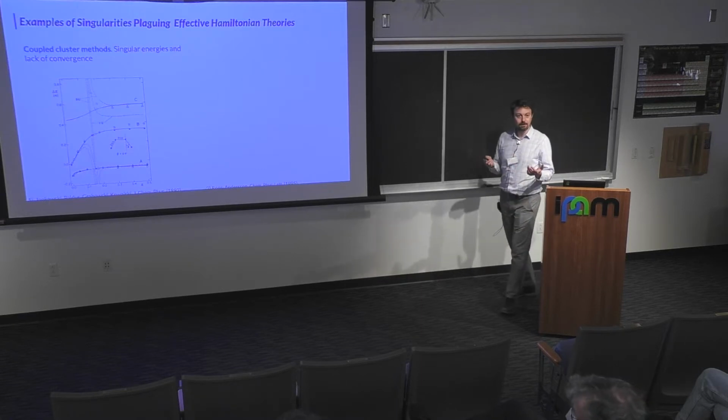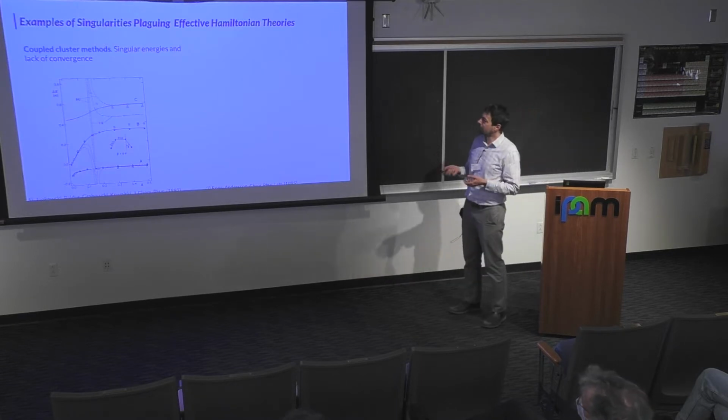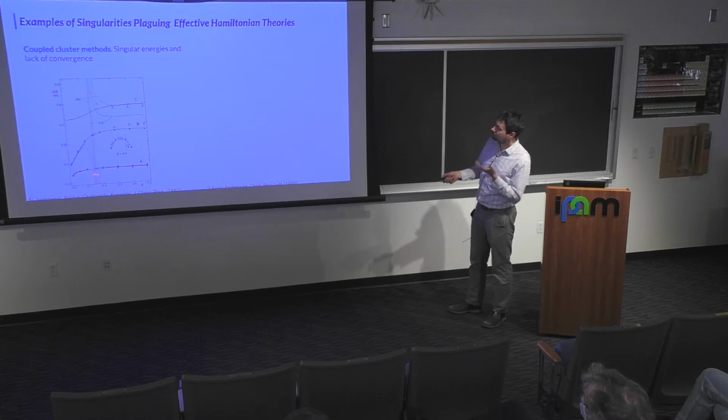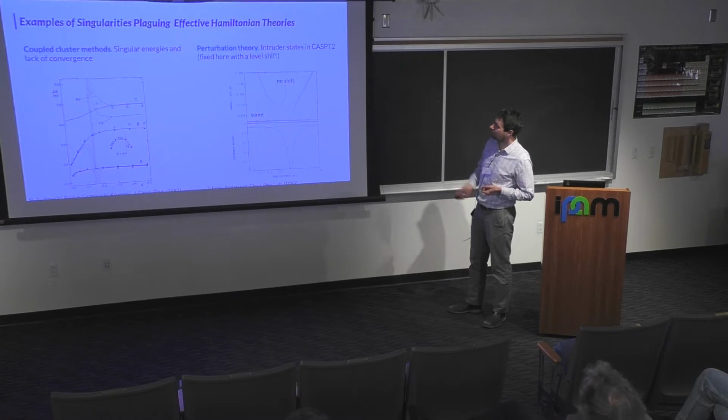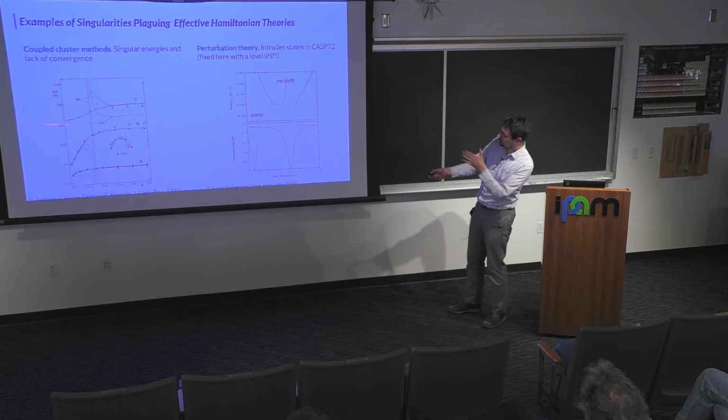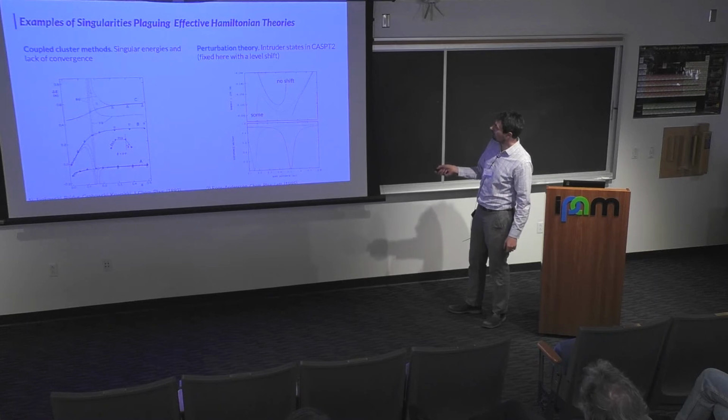This problem, of course, is well known. It shows up in perturbation theory. This is a simple calculation of a molecule showing these divergences in perturbation theory that appear at certain points. This shows in non-perturbative methods. And it shows, of course, naturally in perturbation theory.